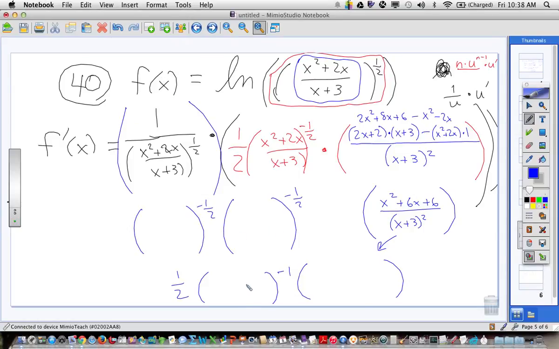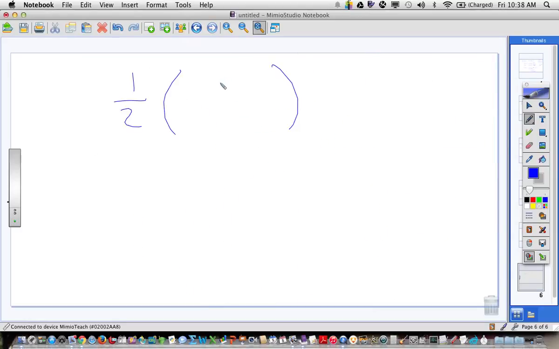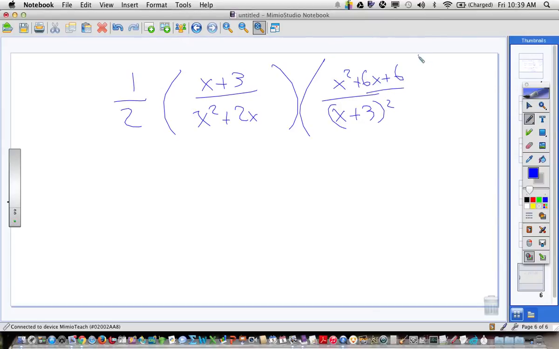Look, now listen, what do you got if you've got x squared plus 2x over x plus 3 to the negative 1 power? What can you do with that? Just flip it. Well, what happens when you flip it? See, so you're going to have x plus 3 over x squared plus 2x. Now it's flipped, so now it's just the first power. And then this other one has an x plus 3 squared and an x squared plus 6x plus 6. And so that is going to cancel one of those. And that really did simplify quite a bit. Okay, so now it just ends up being that over that.